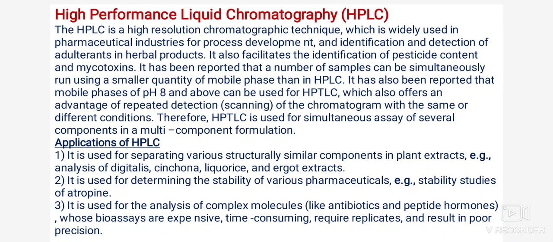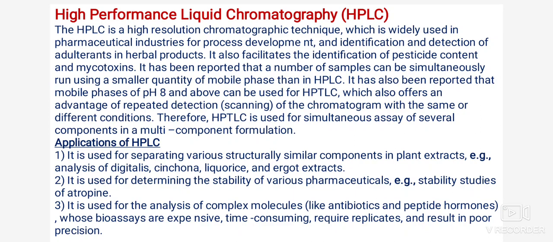And it has been reported that a number of samples can be simultaneously run using a smaller quantity of mobile phase than in HPLC. It has also been reported that mobile phase of pH 8 and above can be used for HPTLC, which also offers an advantage of repeated detection, that is scanning of the chromatogram with the same or different conditions. Therefore, HPTLC is used for simultaneous assay of several components in a multi-component formulation.